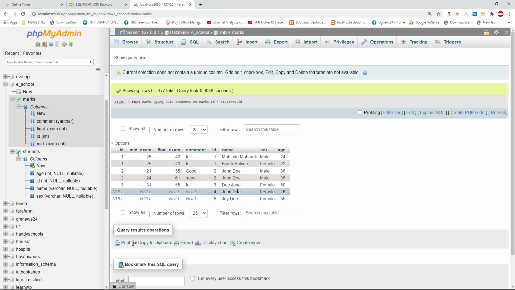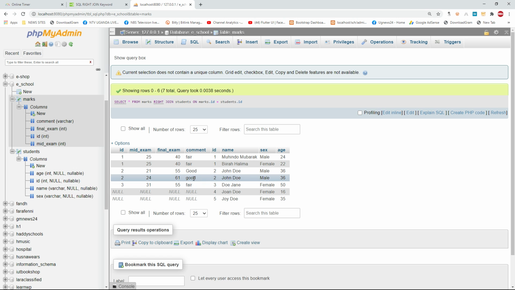But Joan did not have any result. That's why on the left hand side, on his table of left hand side, it returns only null null. But it makes sure that all the things on the right hand side are returned. That is the meaning of right join. So left join, in case there is a mark that has no owner, it will return that mark, but with a null.